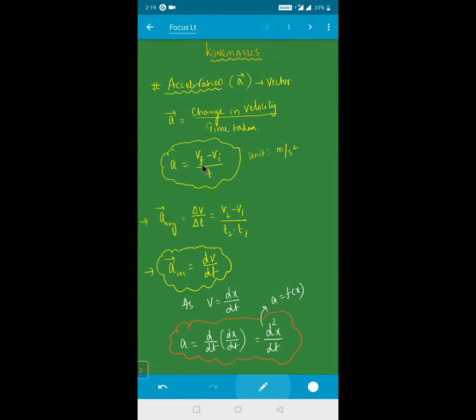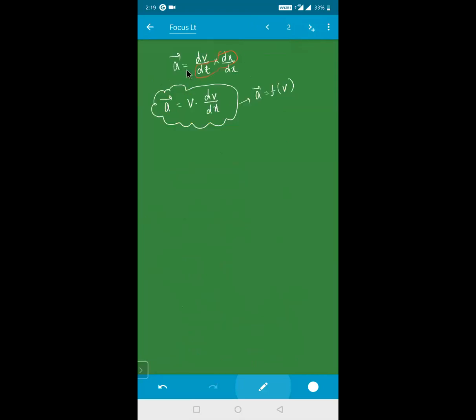So what is acceleration? a is equal to change in velocity by time. If I'm writing average, delta v by delta t. Instantaneous is dv by dt. Velocity is dx by dt. If I'm writing acceleration as a function of x, in the place of v, substitute the value of dx by dt. So this will become d square x by dt square. So acceleration can also be written as d square x by dt square. The same way, if I divide and multiply by dx on both the sides, that is called acceleration as a function of velocity, then a is equal to how much for me?